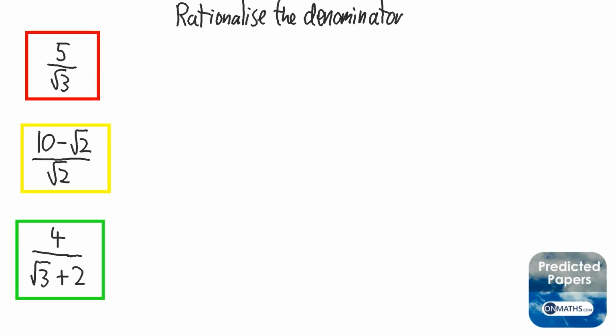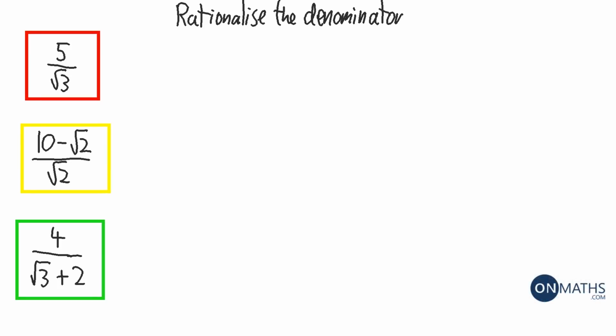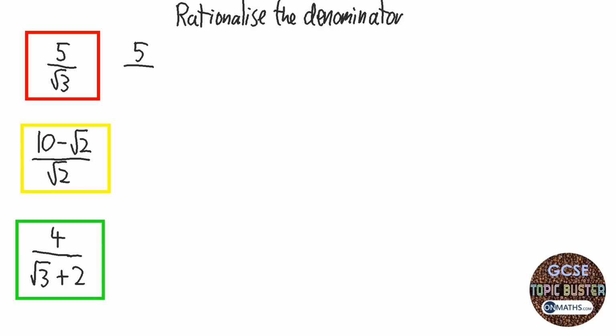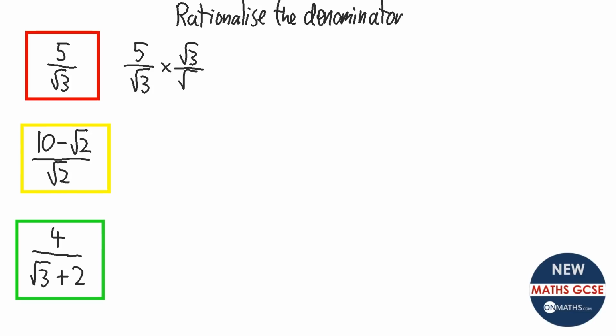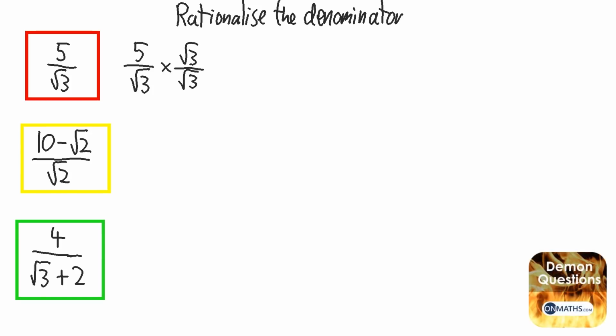Okay, so for these questions we're asked to rationalize the denominator, which is just a posh way of saying get rid of the surd from the bottom of the fraction. We don't care where the surd is, as long as it's not at the bottom of the fraction. So for the first question we've got 5 root 3, and all we need to do with this one is just times it by 1. But we're going to show 1 as root 3 over root 3, which is the same as 1. But by showing 1 as root 3 over root 3, have a look at what happens.